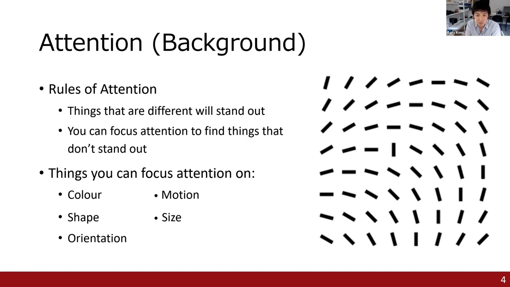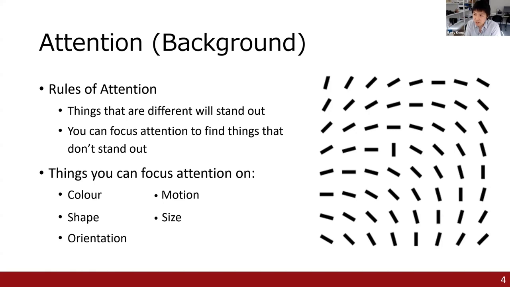Strangely, attention seems to fall under certain rules. For example, if you look at the picture on the right, this vertical line here stands out, but there are 4 other vertical lines on the bottom right which don't stand out. But if you focus, you can pick them up. This can be explained by some basic rules of attention, being that anything that's very different from its neighbors will stand out. But you can overwrite this by focusing your attention.